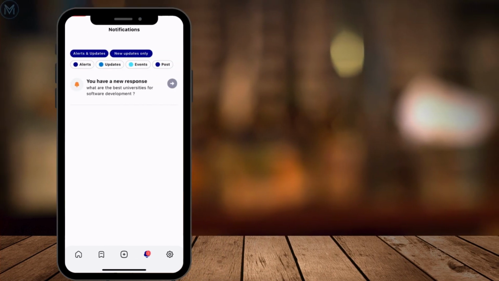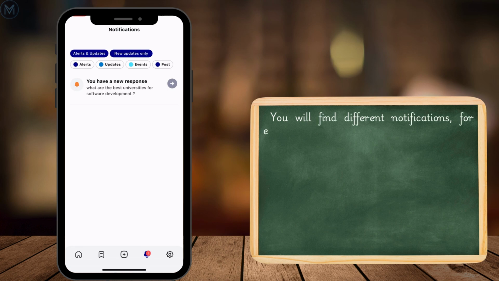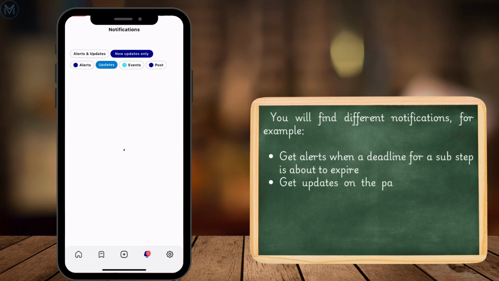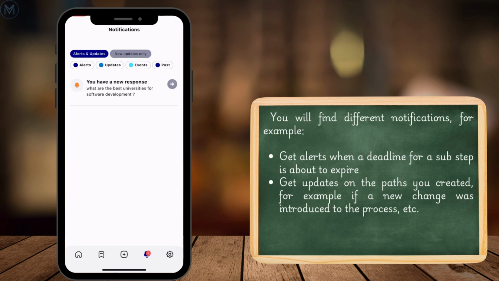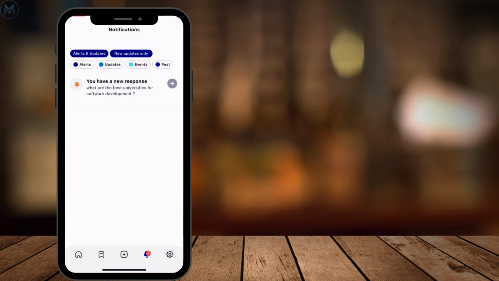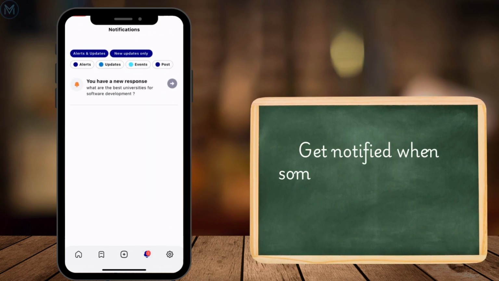Now, let's move to the notification feature. In this page, you will find different notifications. As a start, you will get alerts when a deadline for a sub-step is about to expire or when key dates are approaching for a sub-step. Also, you will get updates on the paths you created. For example, if a new change was introduced to the process, if any additional requirements have been introduced to the visa application process, etc. Finally, whenever you post a question or an inquiry, you will get notified when someone comments on your posts.